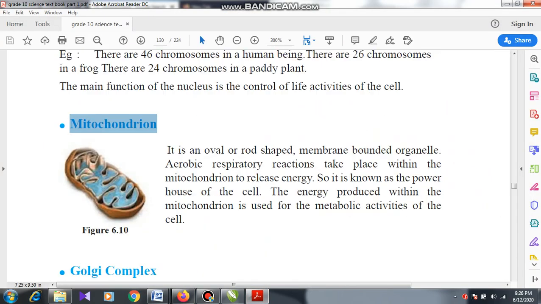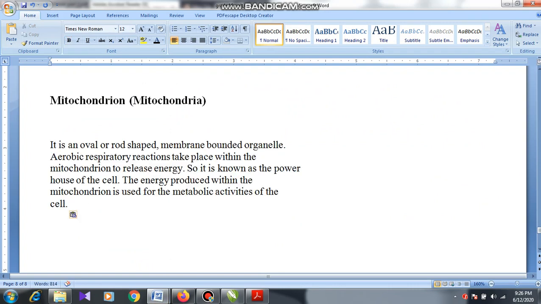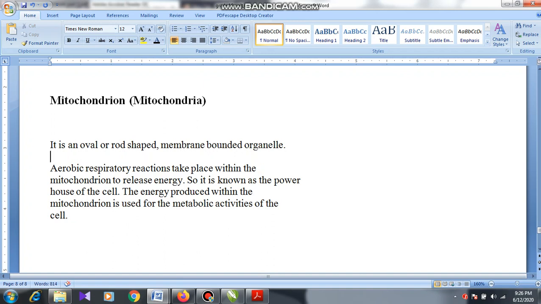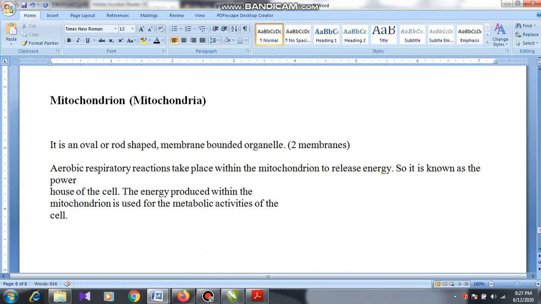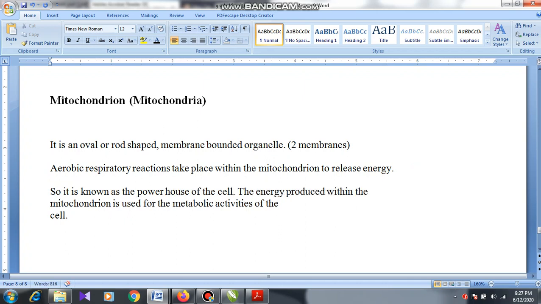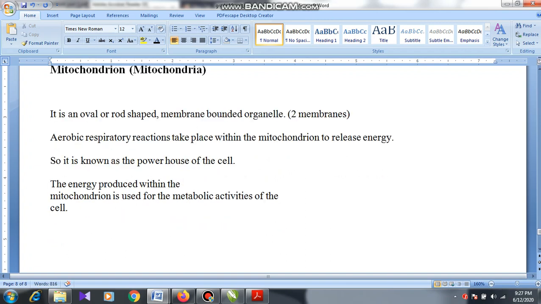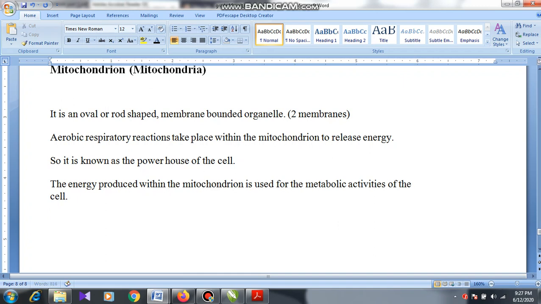When you are writing notes, write in point form, don't write in paragraph form. Mitochondria is an oval shaped or rod shaped, membrane bounded organelle. There are two membranes. Aerobic respiratory reactions take place within the mitochondria to release energy. Anything that releases energy is known as the powerhouse. As mitochondria produces energy within the cell, it is called the powerhouse of the cell. The energy produced is used for the metabolic activities of the cell.